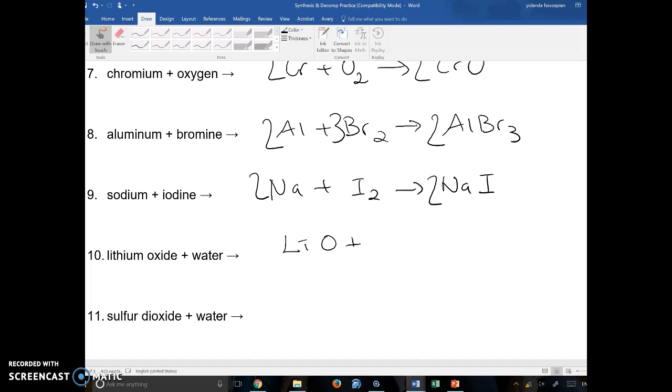Lithium oxide and water. We just did that with the calcium oxide a minute ago. So same thing. This time you get lithium hydroxide, only 1 OH. Why? Because lithium is +1. So you put a 2 there, and that should balance it out.